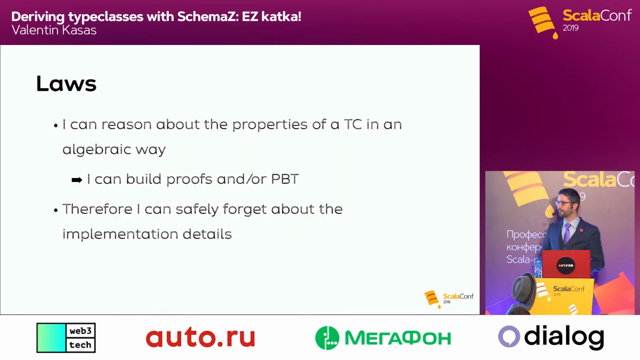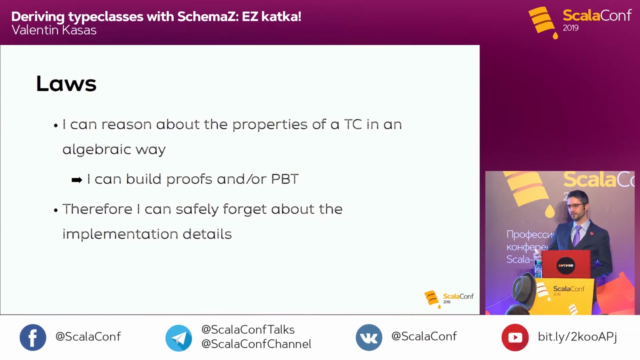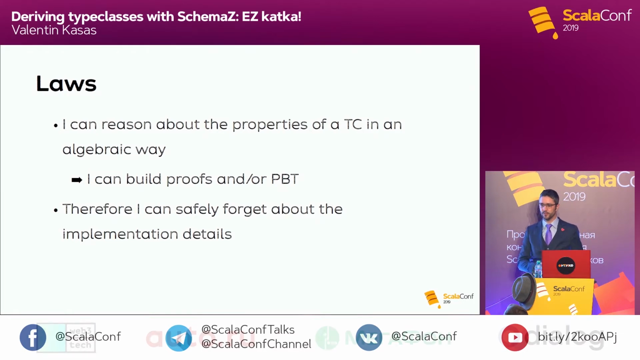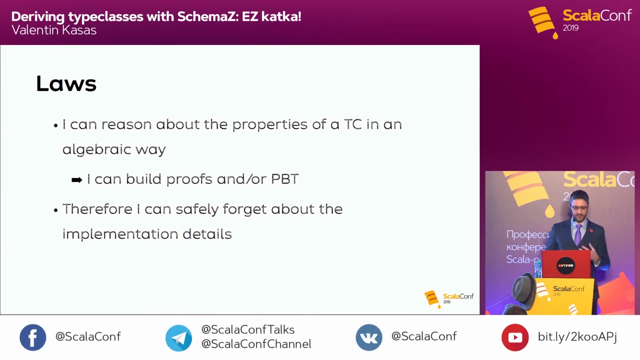And finally, laws give us the ability to reason about type classes in an algebraic way, meaning that I can build proofs to convince myself that something works. I can use this proof or these properties to write property-based testing, which is much more powerful than just unit testing. And also it means that I can completely forget about the details. As long as something is guaranteed to respect the laws, I can reason about the laws and forget about the details.